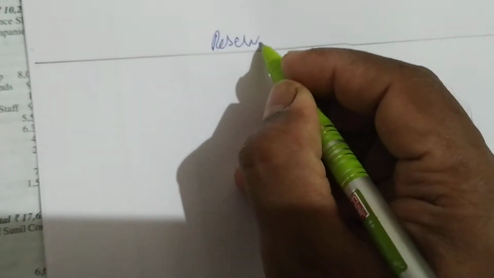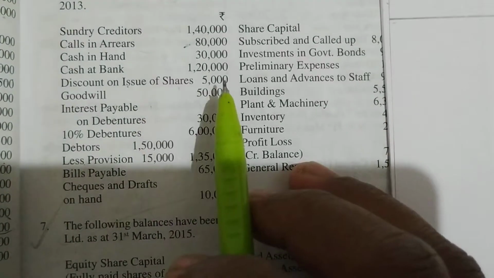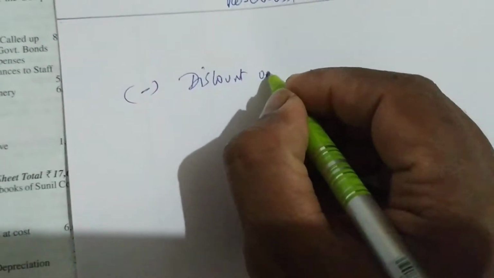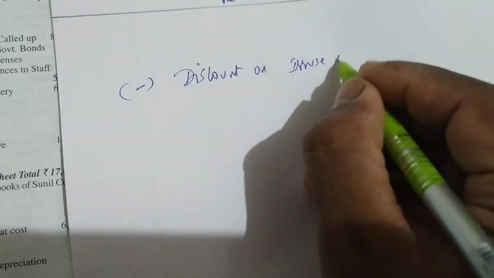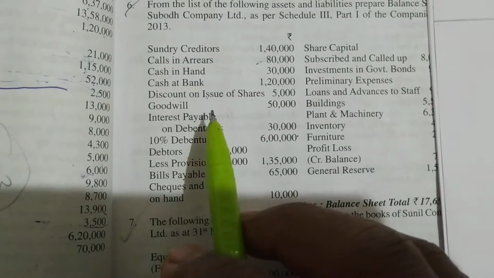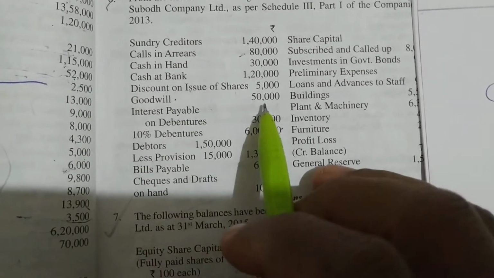Next is reserves and surplus, and I'll show you this working note also. Here we have discount on issue of shares, so you write minus under reserves and surplus, discount on issue of shares. How much is that? 5,000, you write in brackets. Next, we have goodwill. We know what to do with goodwill: we write it under intangible assets.